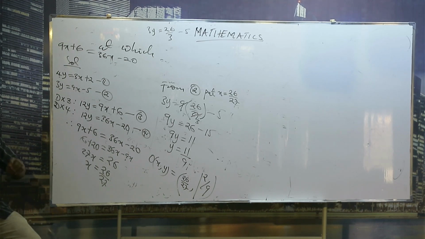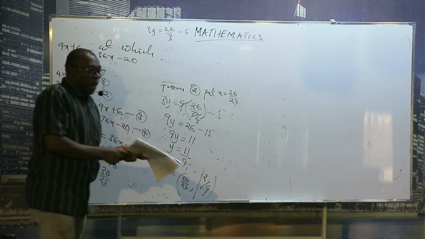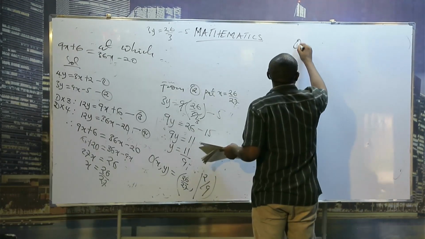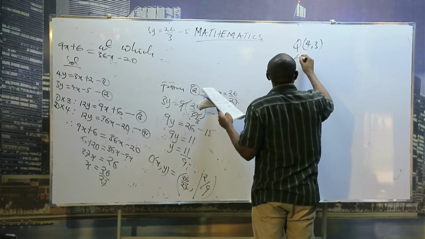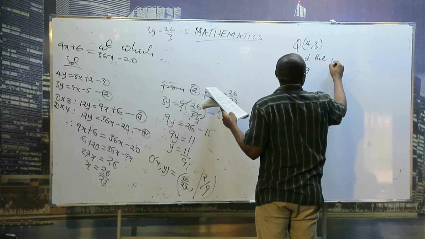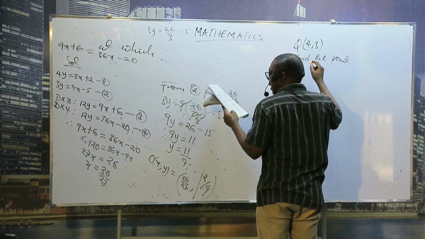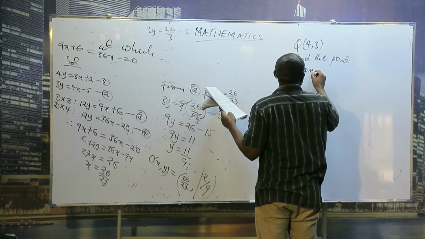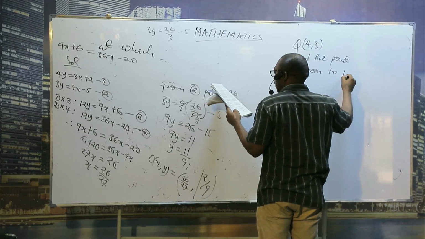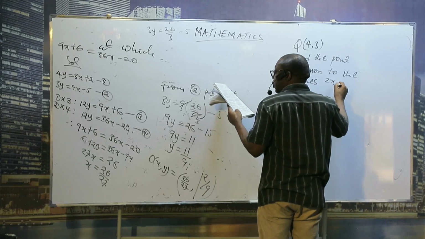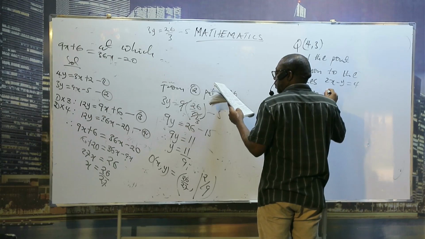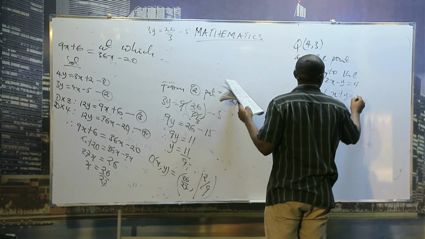And let's see one from here. Are you ready? All right. Find the distance between the point (4,3) and the point common to the lines 2x minus y equals 4 and x plus y equals 2.